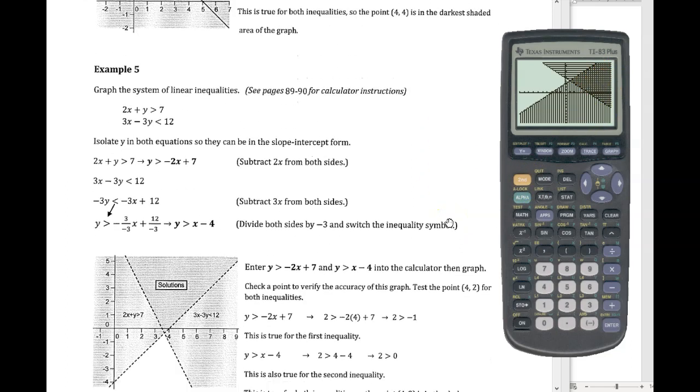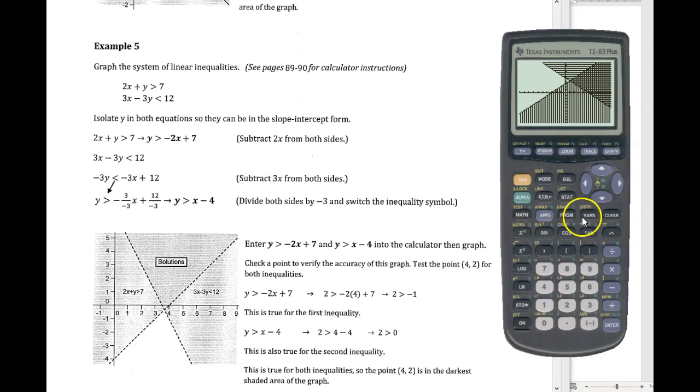Let's look at example 5. Graph this system of linear inequalities. We have 2x plus y is greater than 7, and 3x minus 3y is less than 12. So we need to put both inequalities into slope-intercept form. To focus on the first inequality, we want to subtract that 2x. So we'll end up with y is greater than negative 2x plus 7. So the first inequality is ready to go.